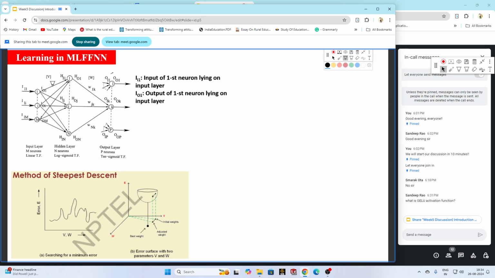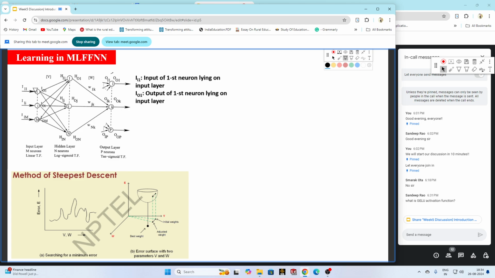Here you have layers. I have told you in a multi-layer feed-forward neural network you will have an input layer, many hidden layers, and then an output layer. The input layer is denoted by I, the hidden layer is denoted by H, and the output layer is denoted by O.